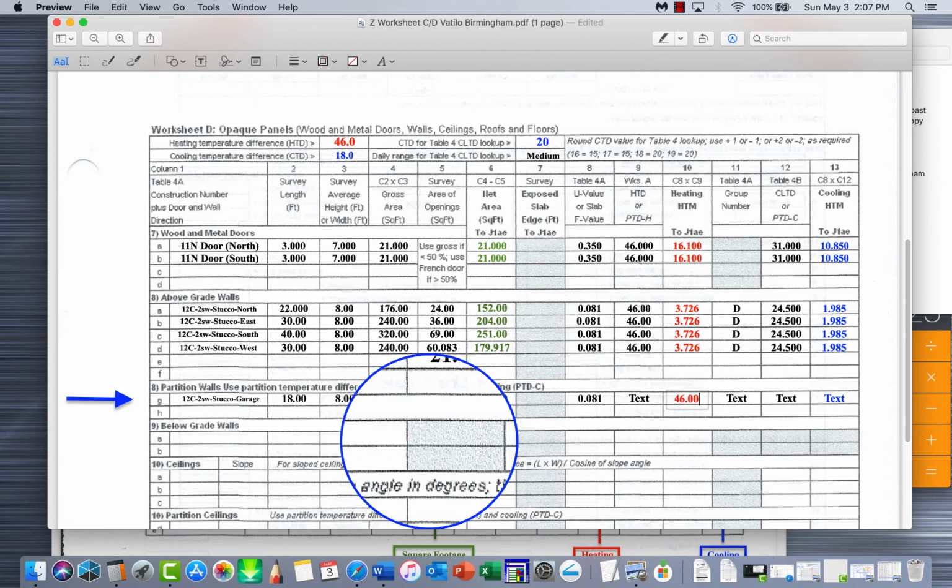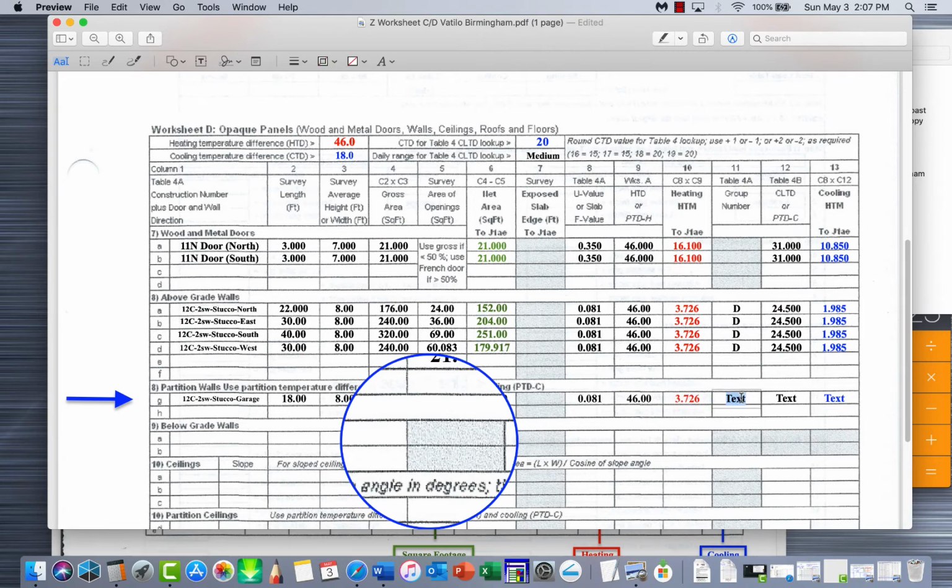46.00. Oops, my bad, wrong spot. There we go, 46.00. Alright, now it's the same as before. Multiply this times this to give you this. So it's going to be identical to our ones up above, 3.726.